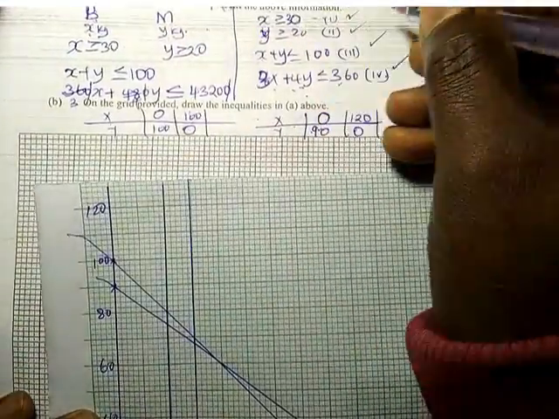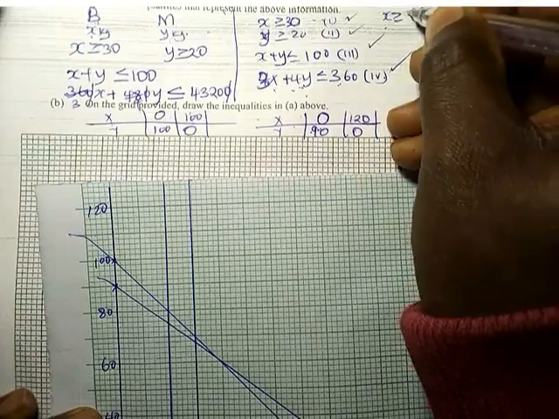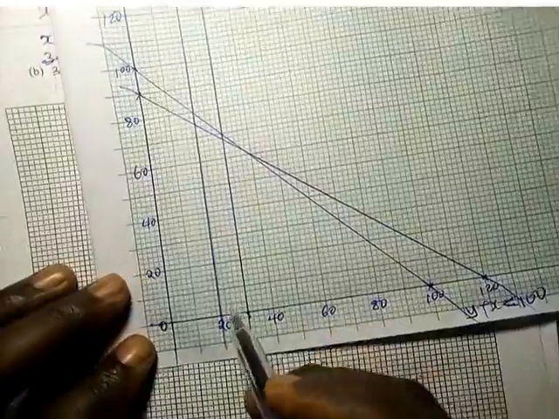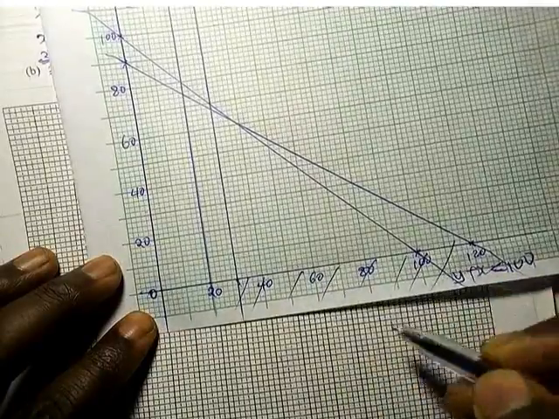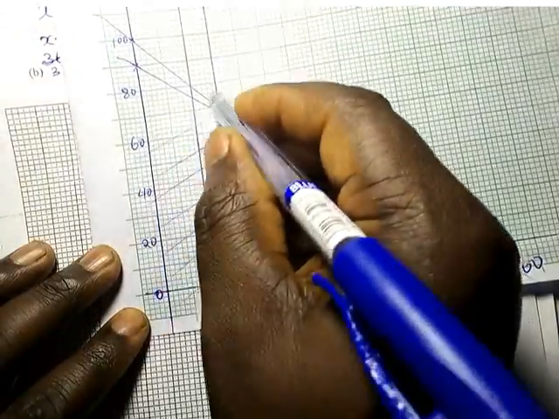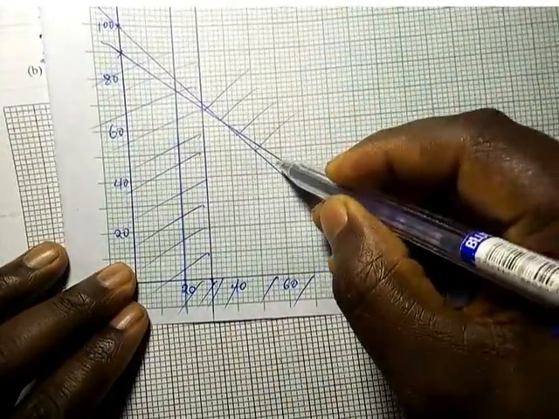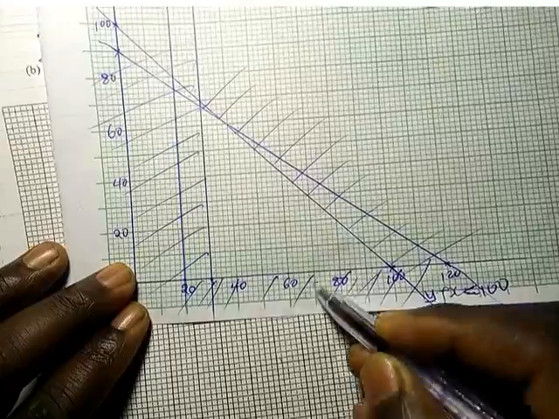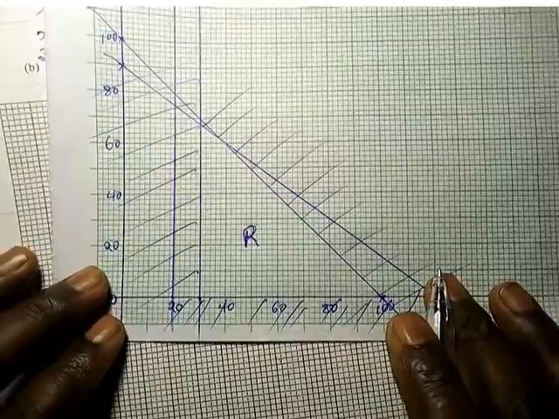But also you need to know that x cannot be less than 0, it should be greater than or equal to 0. Y should be greater than or equal to 0. So we cannot have anything that is less than that. We cannot have anything that is less here. So this one is going to be the unwanted region. So this is the required region.